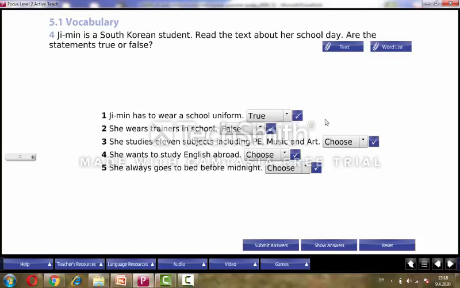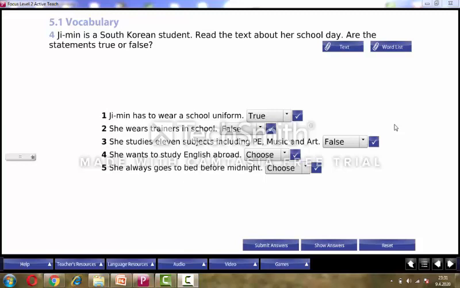Number 3. She studies 11 subjects including PE, music and art. What do you think? 11 subjects. They were mentioned, yes, but you're right, it's false. So she actually does not have time for non-academic subjects, for PE, music and art.